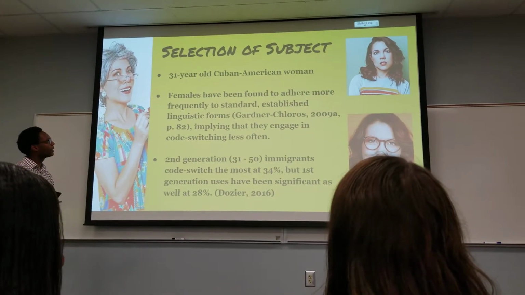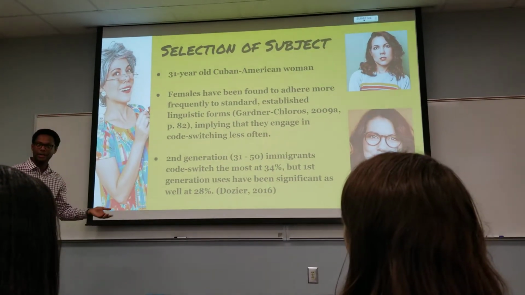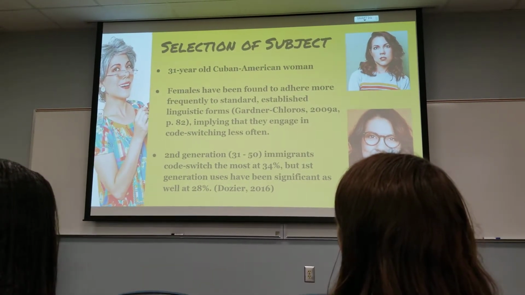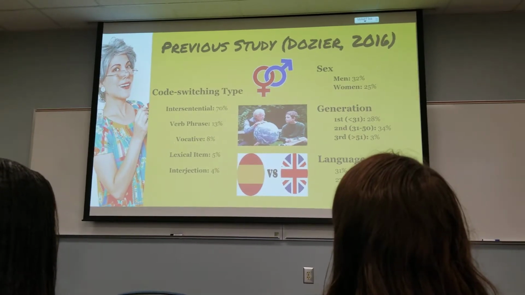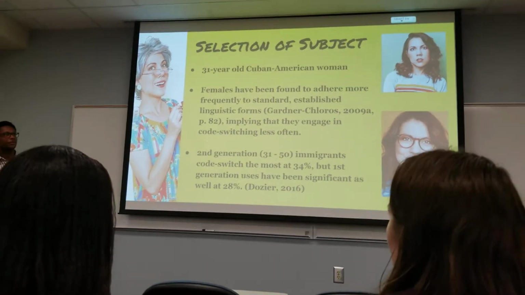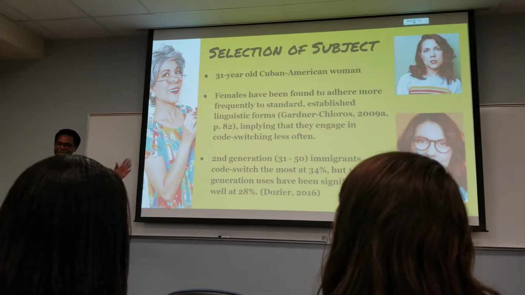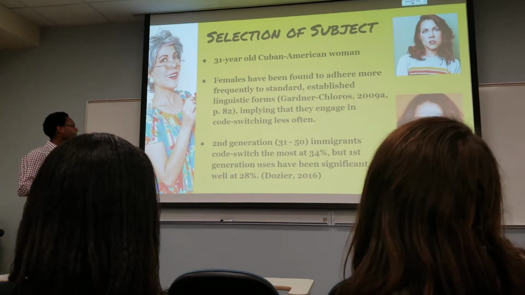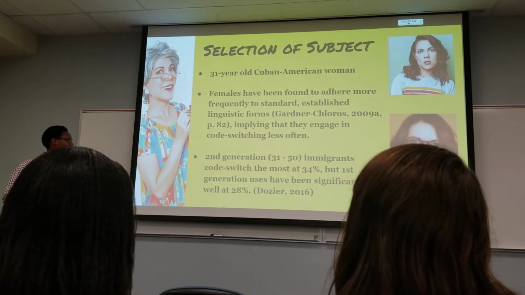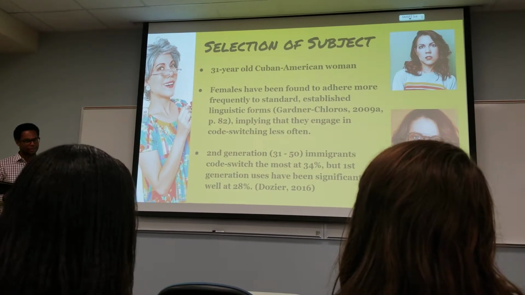So yeah, that's why I picked her, because since women code switch less, it'd be interesting to see how they code switch. And then also, she's on the cusp of the first and second generation. If you remember back here, second generation starts at the age of 31. And she, I think, is still currently 31. I did this project a few months ago. She was 31. So yeah, she's right there on the cusp, right in between both generations. Yeah, and then second generation immigrants, those between 31 and 50, code switch the most at 34%. But first generation uses have been significant as well at 28%, as we saw on the previous slide.